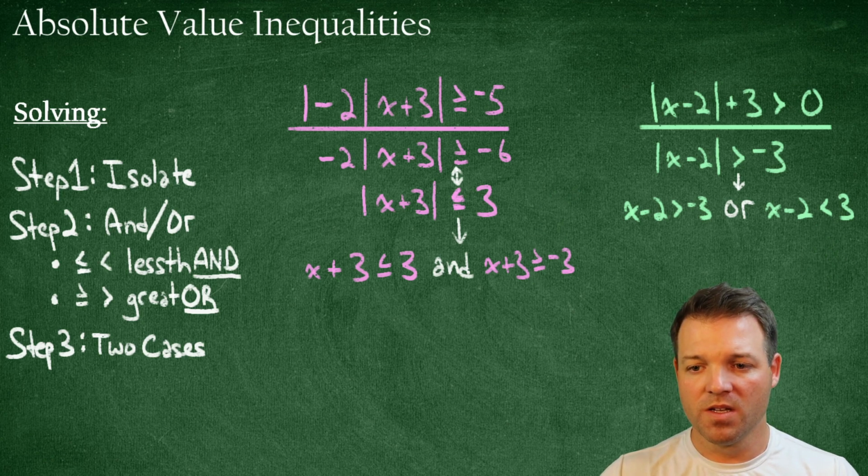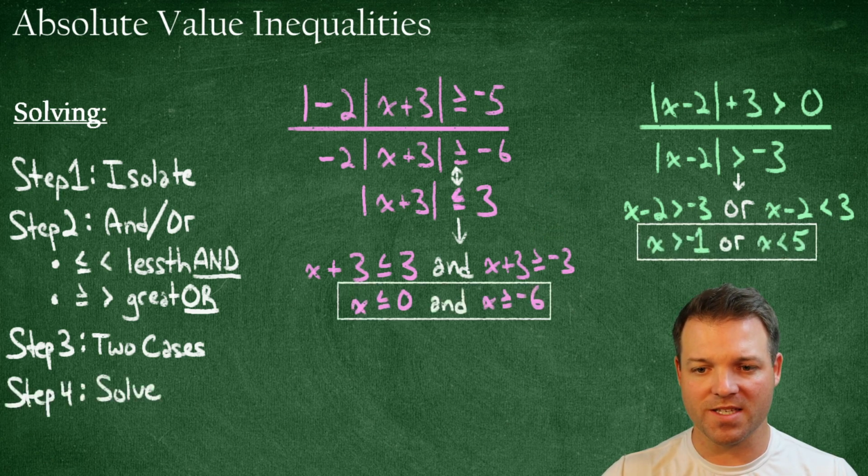All right. So from here, it's still the same as an absolute value equation. We are going to simply solve or simplify each one of these. When I simplify these, you can see that I bring this 3 over, so x is less than or equal to 0, and we haven't talked about what that means yet, but and x is greater than or equal to negative 6.